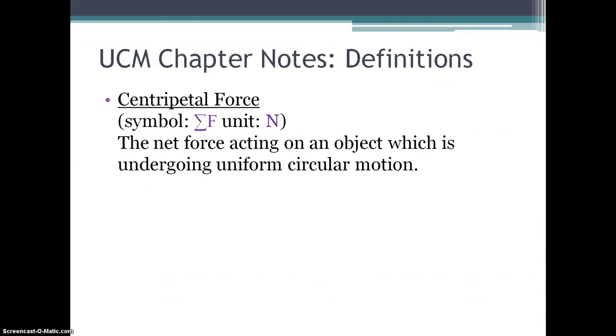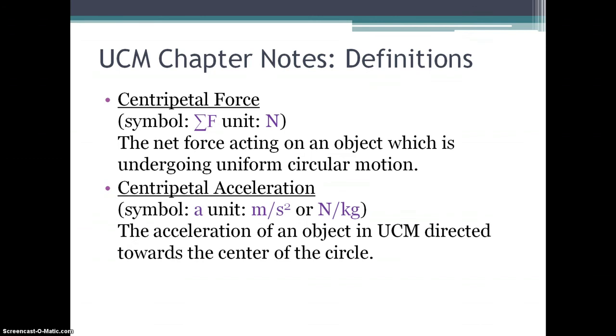So centripetal force, by definition, is the net force. It's not one of those component forces. It's not normal force or gravity or tension or something like that. It is a net force, but is specific to something that is undergoing uniform circular motion. By the way, in uniform circular motion, what is it that's uniform? That's the speed. The speed is the thing that's not changing in circular motion.